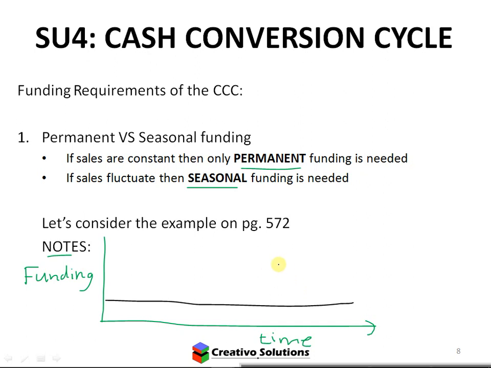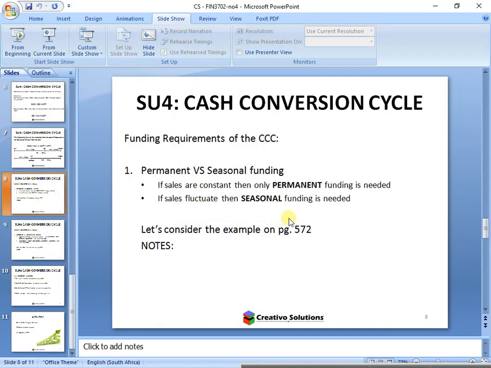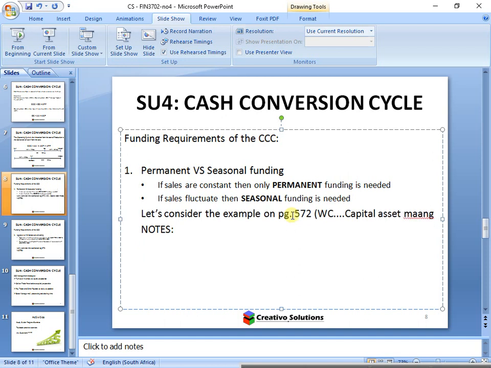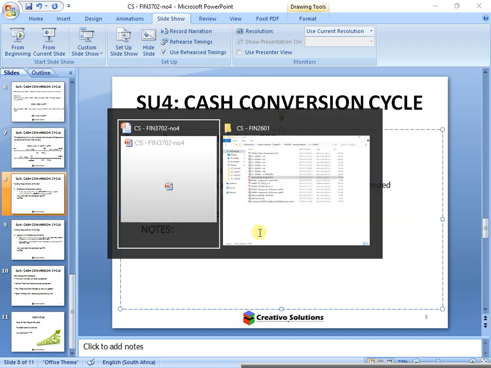So may I just make a note. This is in the working capital chapter. I'll have it next week, I just forgot today. Working capital and capital asset management. Okay, it's in that chapter, so if you just refer to that chapter, you should see it. It might even be close to 572 in the new textbook.